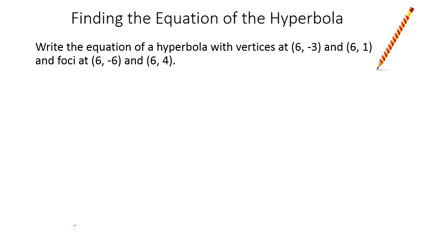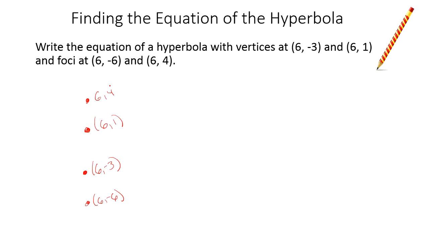Now, what if they ask us to find the equation of a hyperbola? So, very first thing, we need to find the center. And I like to draw these out just to see what I'm looking at. So I have vertices at 6, negative 3, so about right down here, and 6, 1, so right about here. And then I have foci at 6, negative 6, so down here, and 6, 4 up here.